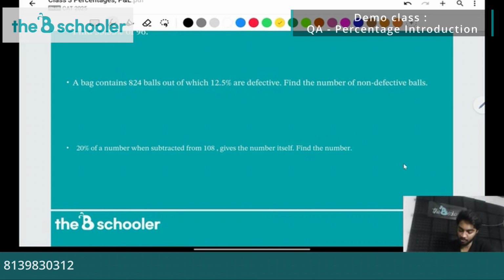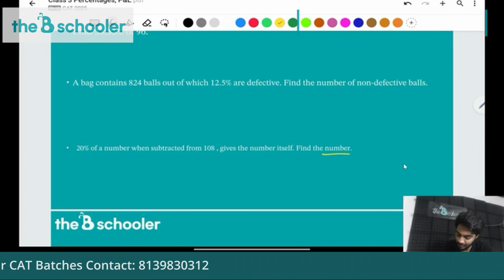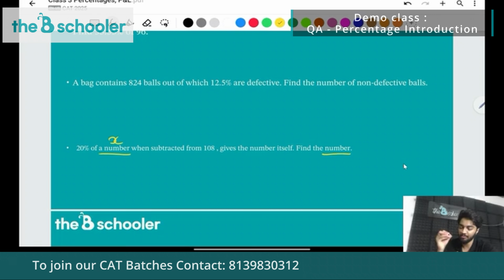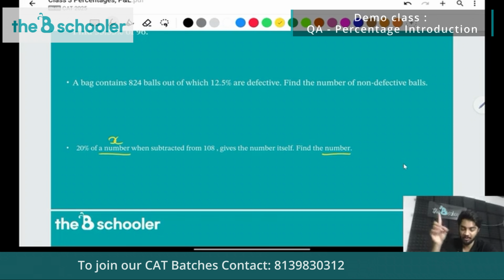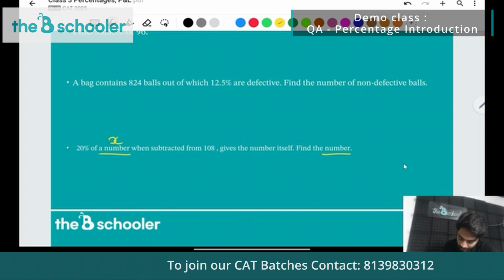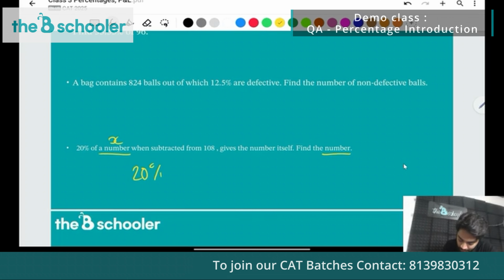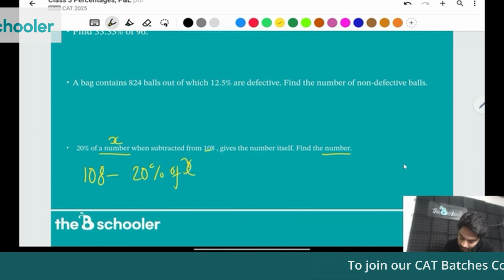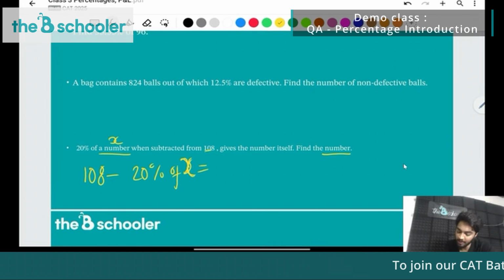Okay. Now, third question. 20% of a number when subtracted from 108 gives the number itself. Find the number. So you need to find this number which you don't know. So can we call it x? Here you're involving the concept of equation formation and equation solving along with percentages. So what is told? 20% of a number, that is 20% of x. When you subtract this from 108, that is 108 minus 20% of x, you get the number itself, that is, you get x.